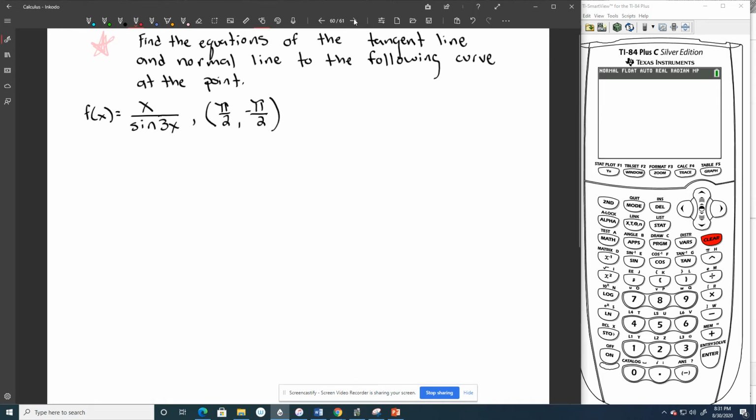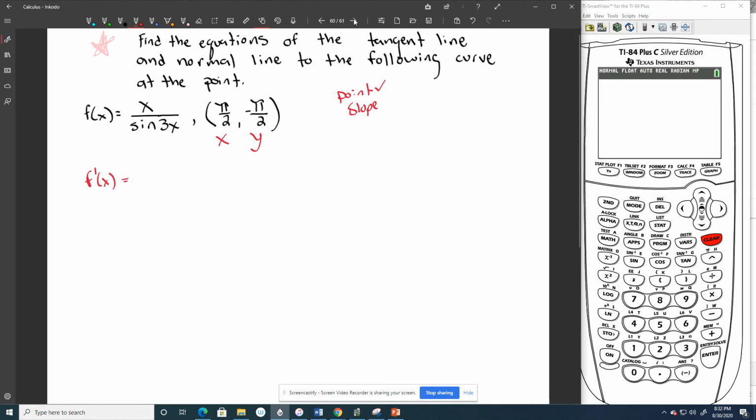So the first thing I'm going to do, I already have my point. I don't have to find my x and my y. Here's my x, here's my y. But I do need to find the slope. Remember, to do the tangent line, I need a point and I need a slope at that point. I've got the point. Now we need to find the slope. So I'm going to take the derivative of x over sine of 3x.